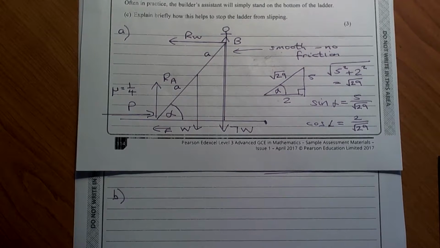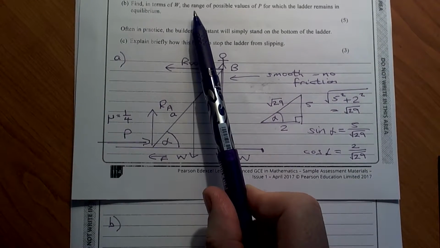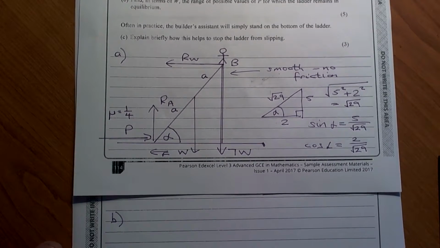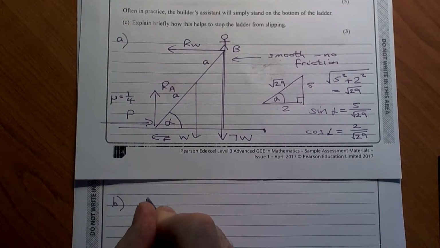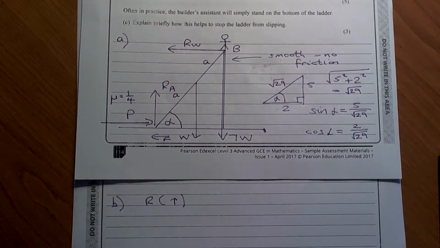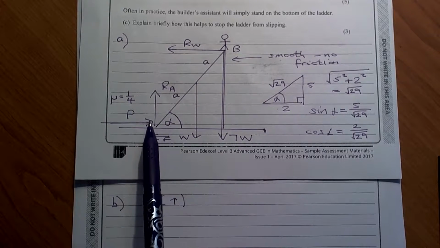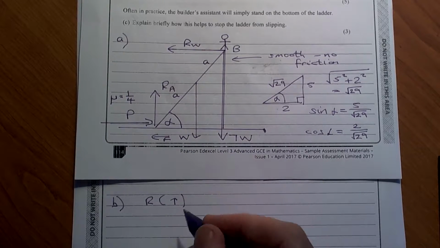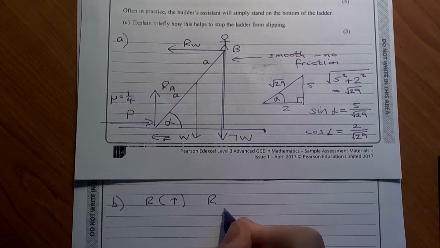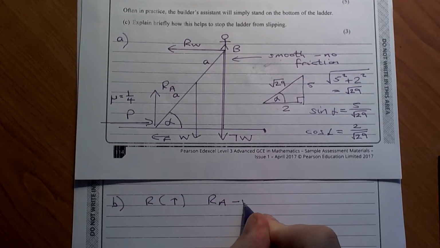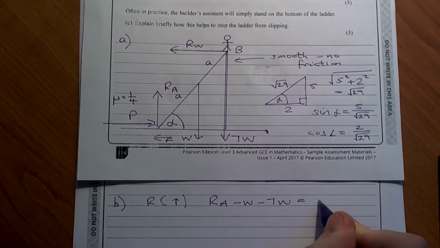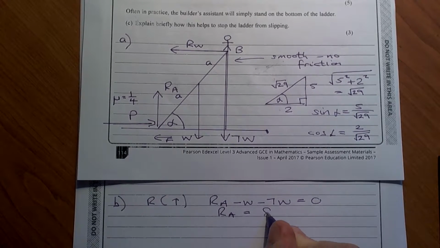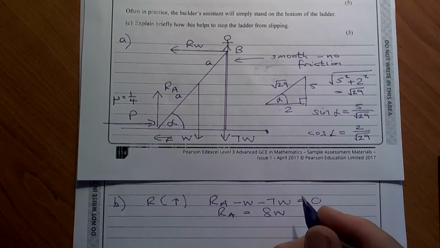Part B is a little bit more tricky. It says, find in terms of W the range of possible values of P for which the ladder remains in equilibrium. So the first thing I'm going to do, I'm going to resolve vertically. Now, if I resolve vertically, look at the forces I've got. I've got RA and I've got W and I've got 7W. So I would have, in that direction with that as positive, RA minus W minus 7W equals 0. So rearranging that, we're going to get that RA equals 8W.